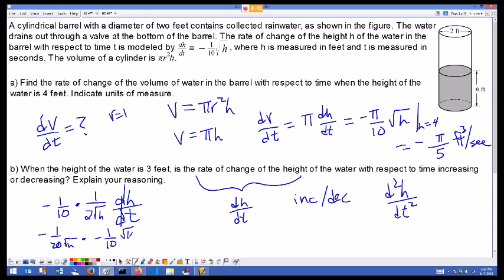10 times root h. The root h's cancel and you get 1 over 200. And at any value that you evaluate 1 over 200 at, for any h value, 3 or any other value, that's still greater than 0, which tells us that it's increasing.